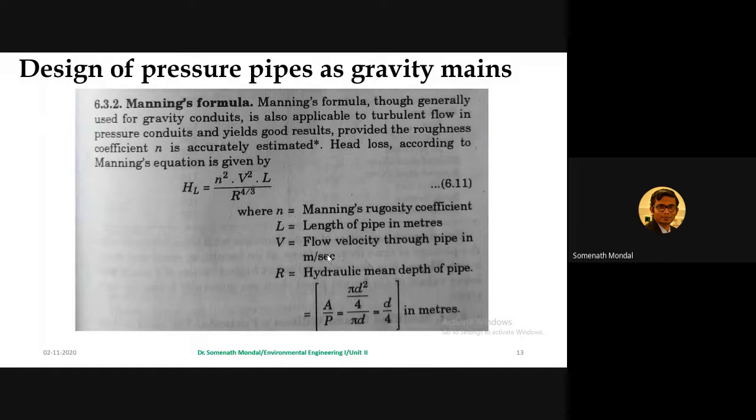This formula is used in water supply pipes as well as sewage pipelines, while designing the sewer. So this is a very good substitute for the Darcy Weisbach formula which we discussed before. Fine.